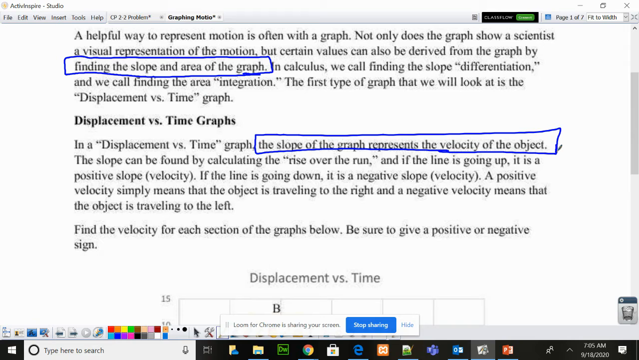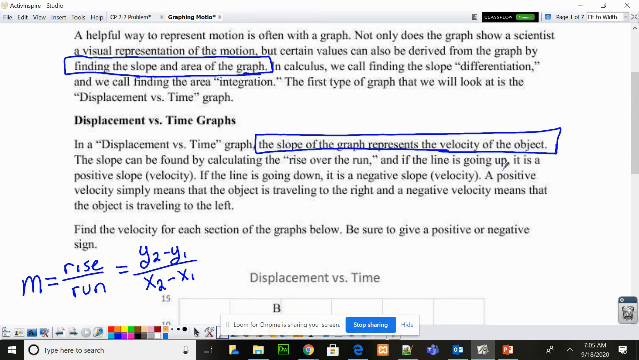The slope can be found by calculating the rise over the run. Just like in math class, we say slope, we use the letter m, is the rise over the run. And if you remember, rise is up and down, that's the y-axis, so it's y2 minus y1, over the run, which is the x-axis, so it's x2 minus x1. So that's our equation for finding the slope.